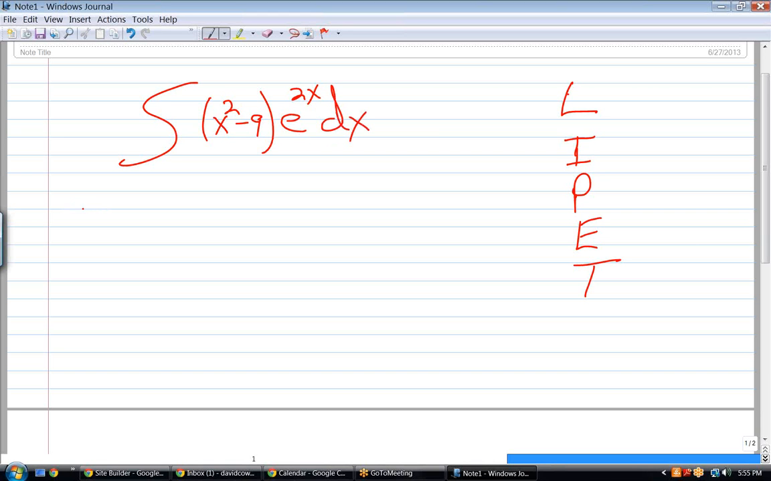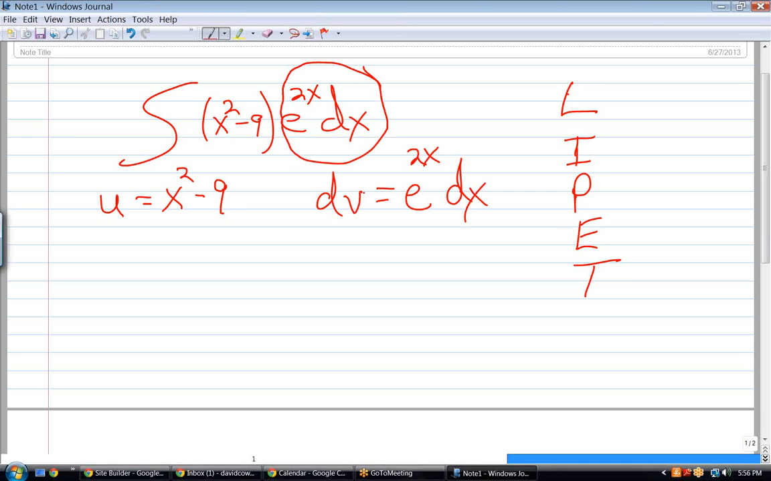Help me out. So x squared minus 9 should be our u? Correct, because that's the polynomial. dv is e to the 2x dx. In other words, everything else is that.